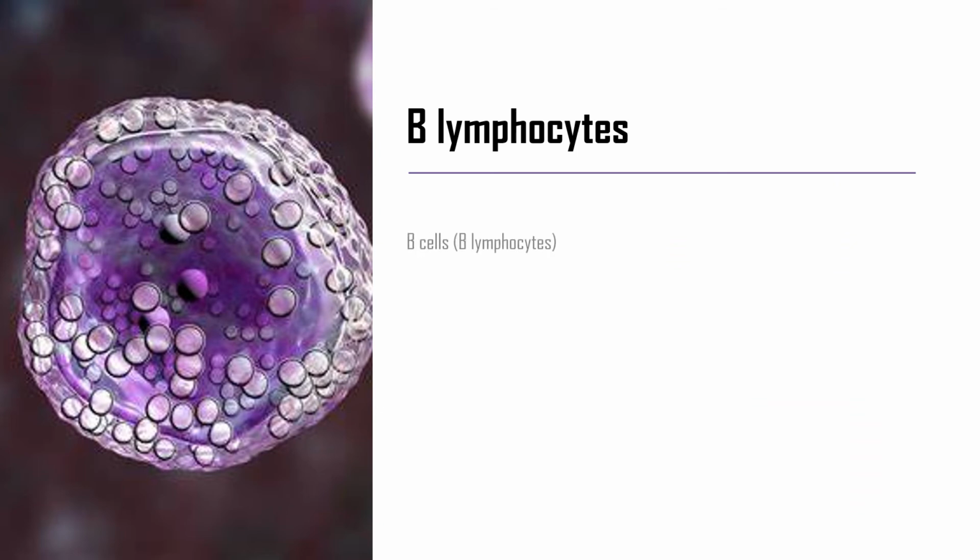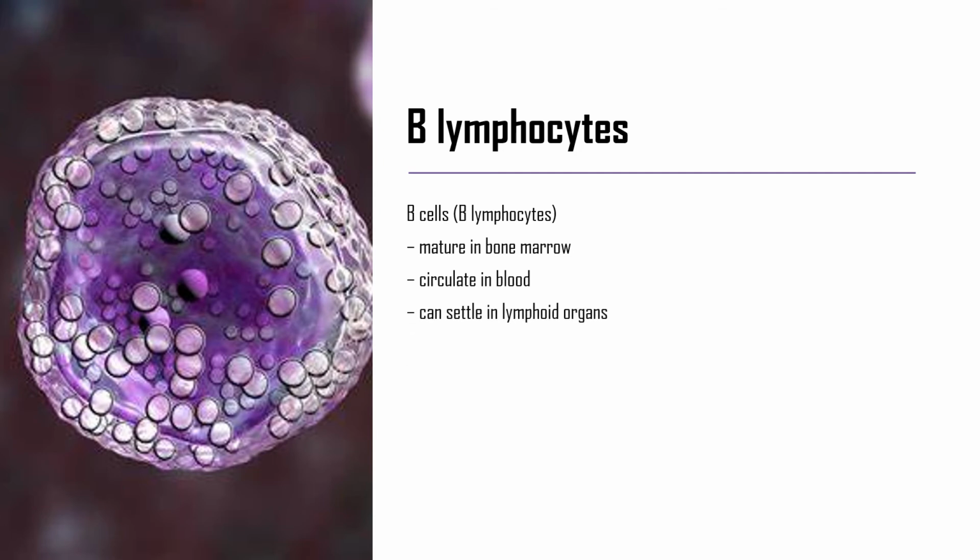B lymphocytes. B lymphocytes mature in bone marrow. They circulate in blood and can settle in lymphoid organs. After maturation and activation, they are called plasma cells and produce antibodies. Activated B cells also produce memory cells that are primed to act upon subsequent exposure to antigens.